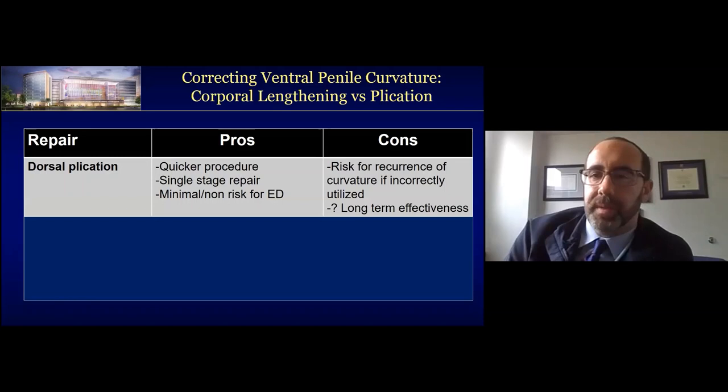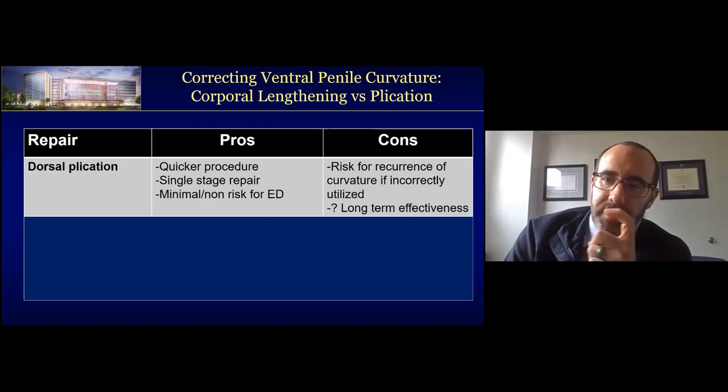You don't want to do a plication in a boy when he's 6 months old, and then when he's 18, his penis is bent like this. So patient selection is definitely key in terms of using plication.